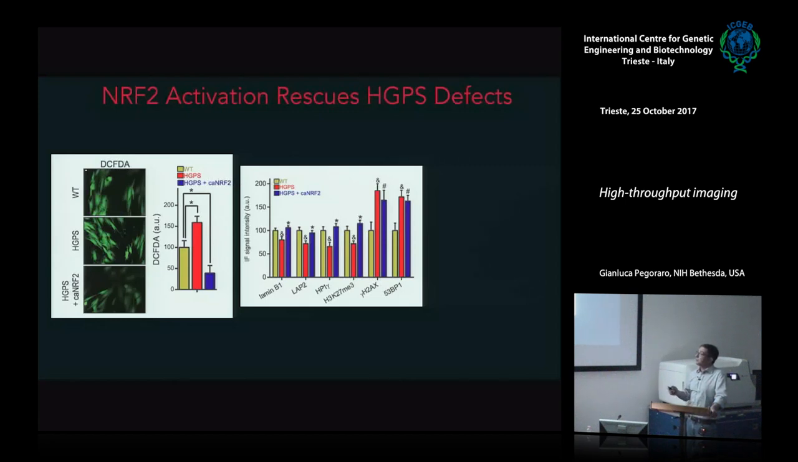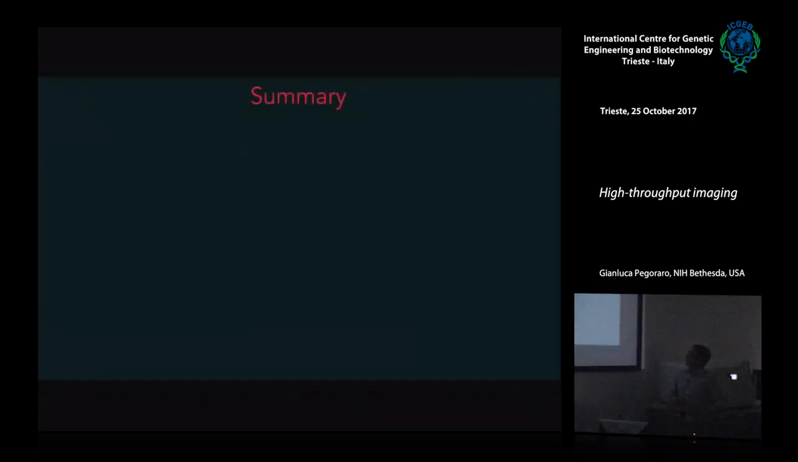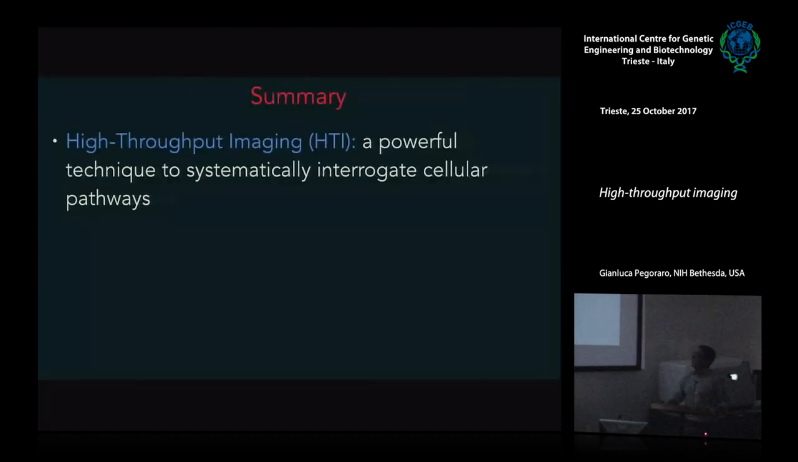And most importantly, he was capable of rescuing the progeria defects in progeria patient cells, again by expressing a constitutively active version of NRF2. Thanks to the use of high-throughput imaging, Nard could come up with a model where NRF2 normally protects cells from oxidative stress. In the presence of progerin, progerin titrates away NRF2, NRF2 cannot protect from oxidative stress, and this leads to HGPS defects. Of course, the way this factor was identified at the beginning was that by knocking down CANDY-1, NRF2 is partially rescued.